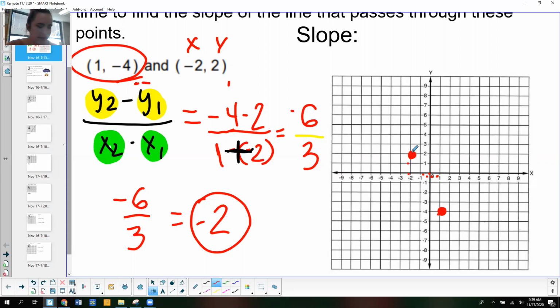So if I go ahead and connect those lines, sorry, somebody else joined. I had to make sure I got their attendance.